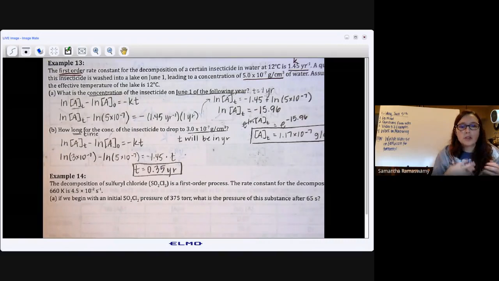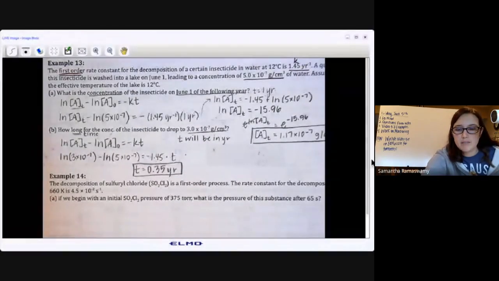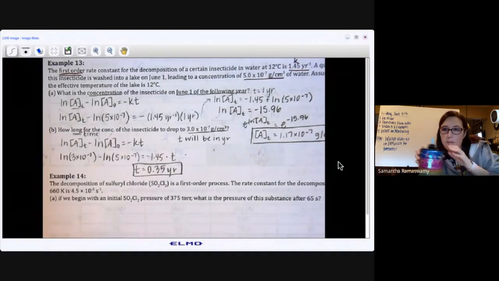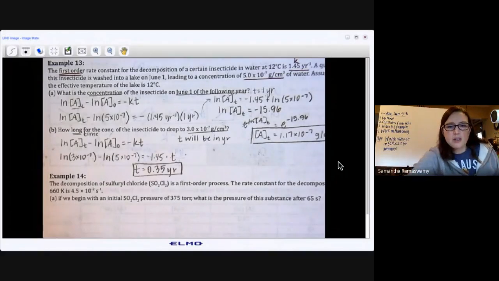So this is where we're looking at integrated rate laws. You're using concentration versus time. Any questions on example 13? All right, so let's go on to 14.